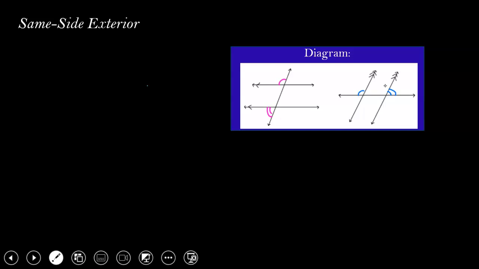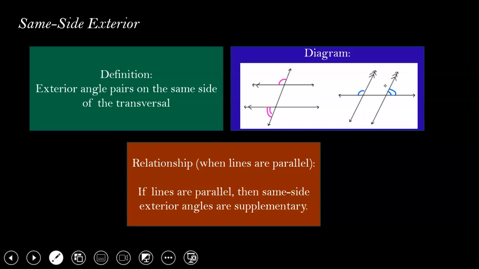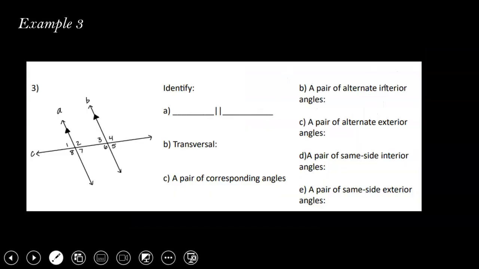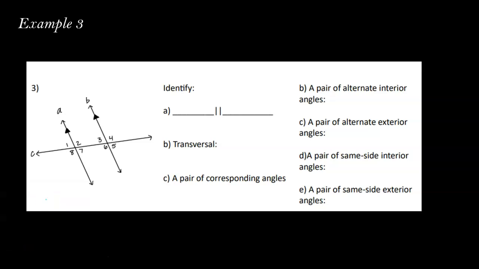Same thing with same side exterior angles. They're on the same side of the transversal, but they're outside of the parallel lines. These angles are also supplementary to each other. They add up to 180 degrees. They're not necessarily congruent. In fact, in most cases they are not congruent, but they add up to 180 degrees. They are supplementary. Okay, so you're going to try example 3, and when you have finished it, you're going to unpause the video and check the answer.